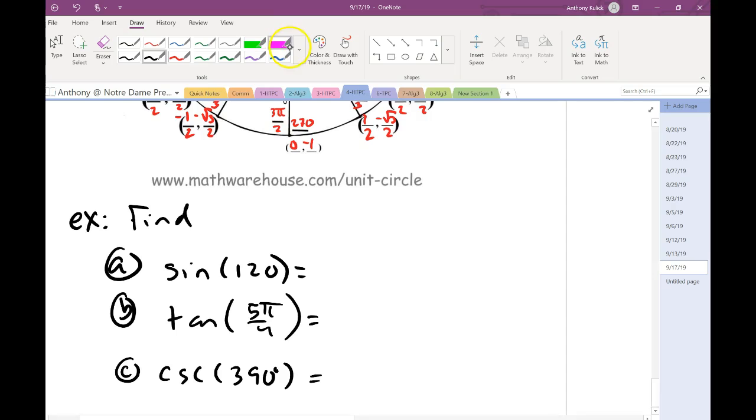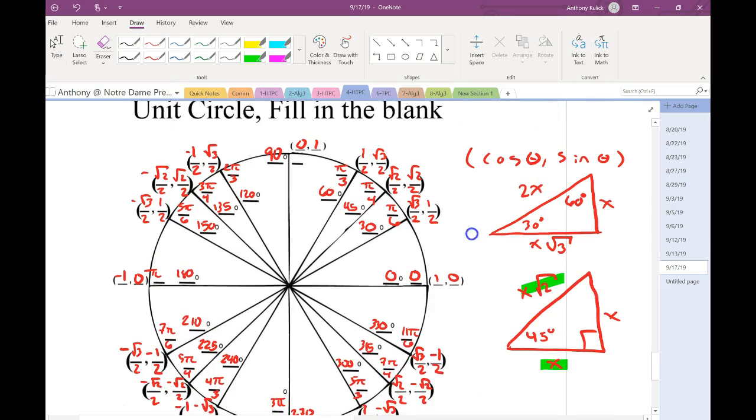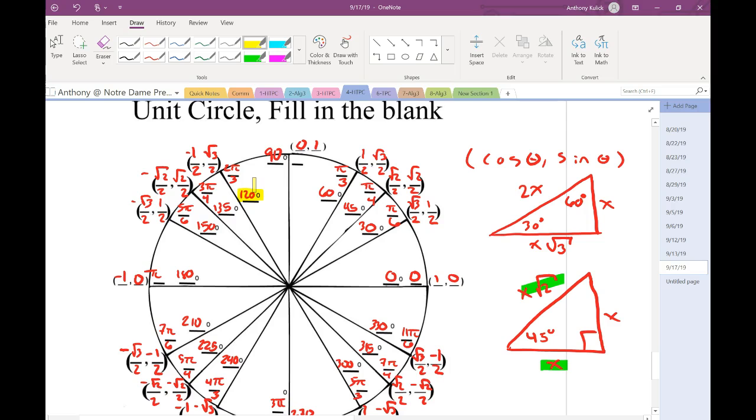So we'll do 3 examples here of just using this unit circle. So the first thing I'm going to look for is sine of 120. So I'll go back to my unit circle. I'll find my 120-degree angle spot. And I know that sine is the y-coordinate. So sine of 120 is just square root 3 over 2.